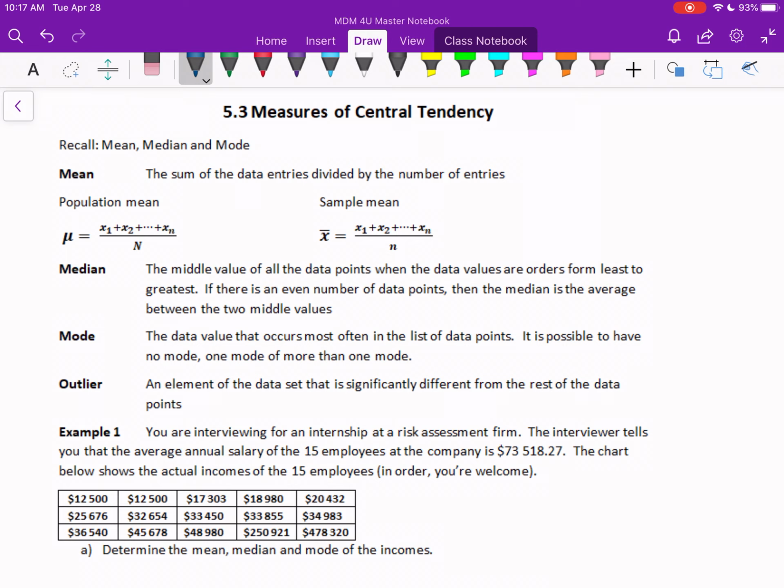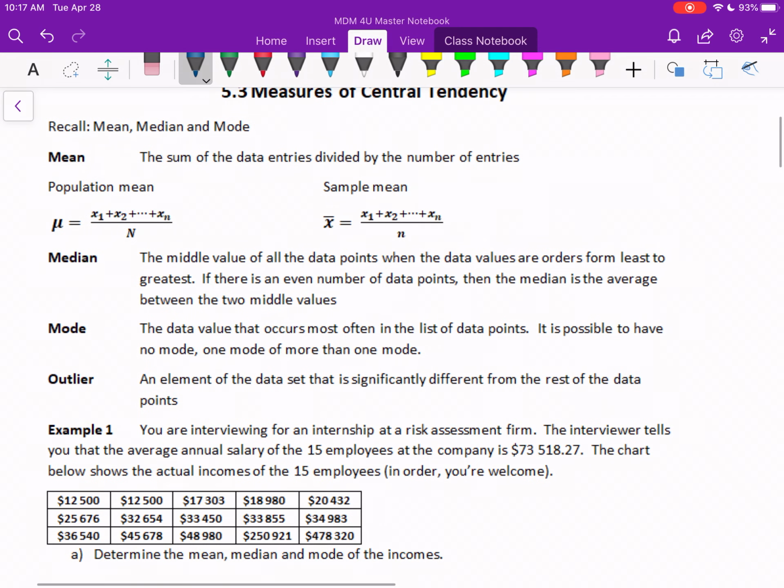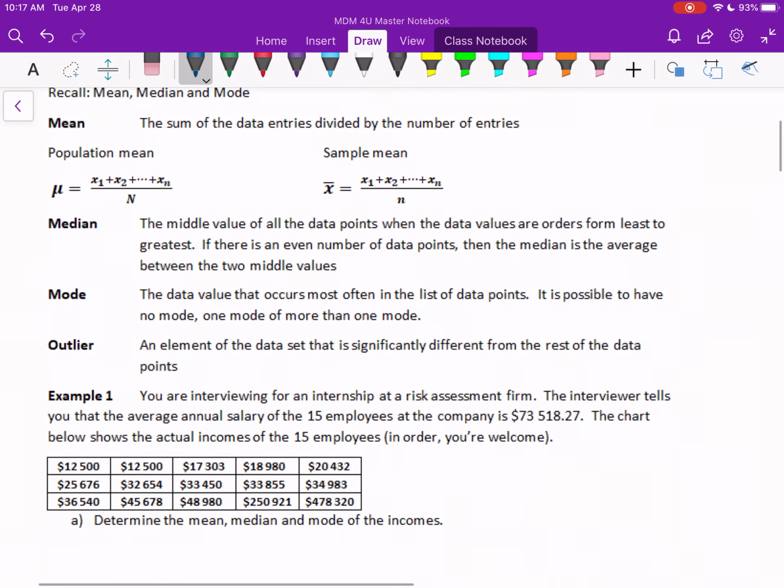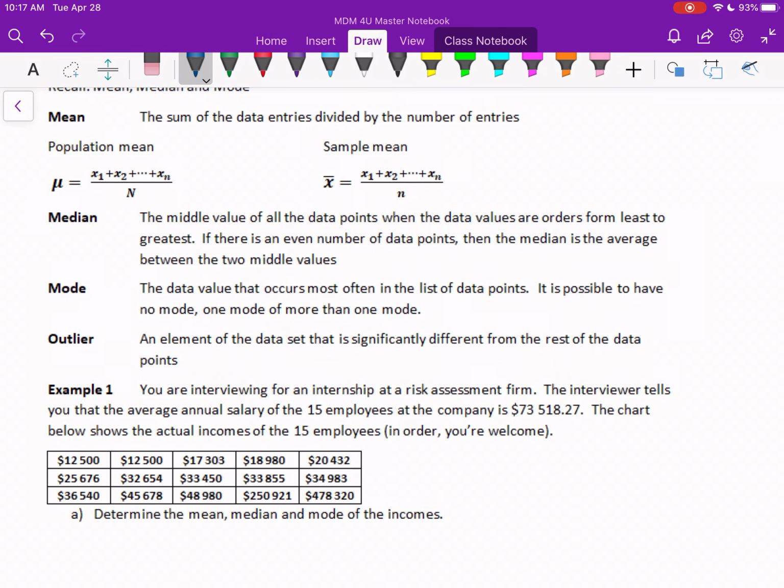So the main measures of central tendency, in other words, the middle of a data set, are mean, median, and mode. You're probably familiar with these from earlier grades, and they really aren't much different from what you would have learned back in elementary school. However, we're going to have some formulas so that we can maybe make the process a little bit easier for larger data sets.